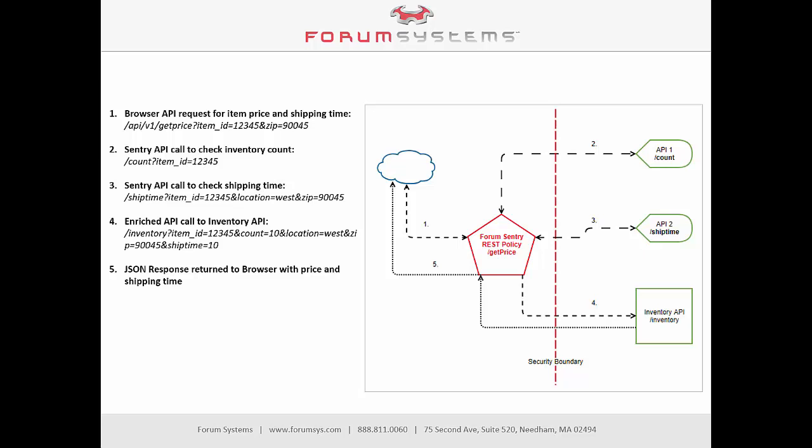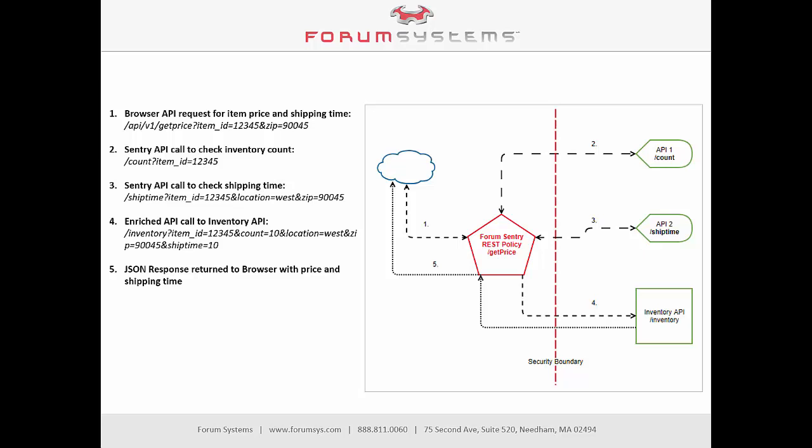First, the app will call into the virtual directory on Forum Sentry to invoke the inventory API. The app will include the item ID and a zip code to ship to. Sentry will capture the item ID from the request and make a call to the count API to determine how many items are available. If there are no items available, Sentry will return the appropriate response to the app.